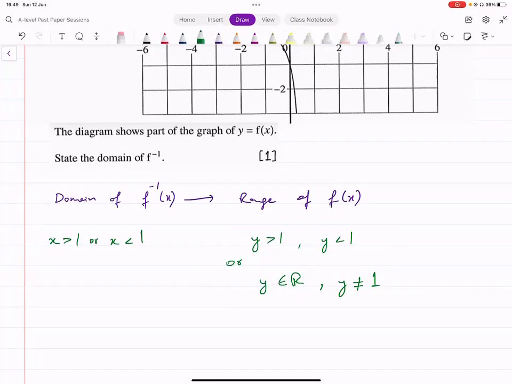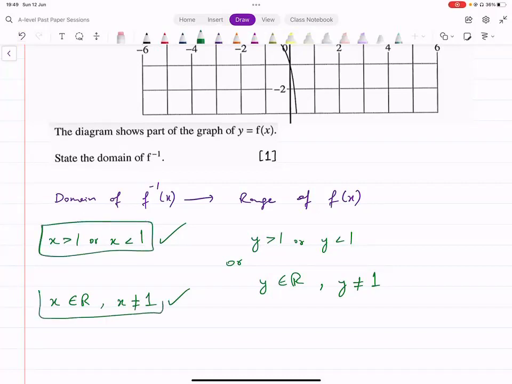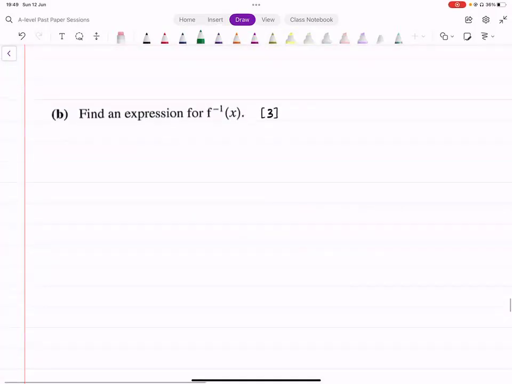Another way to write this is, you could say x could be any real number. However, there is a restriction, and that is that x cannot be equal to 1. So you could write it like this, that's correct, or you could write it like this is also correct. So you could write it both ways. Okay, so that's the domain of f inverse. You could say this, or you could say this. Okay, let's move on to the next part.